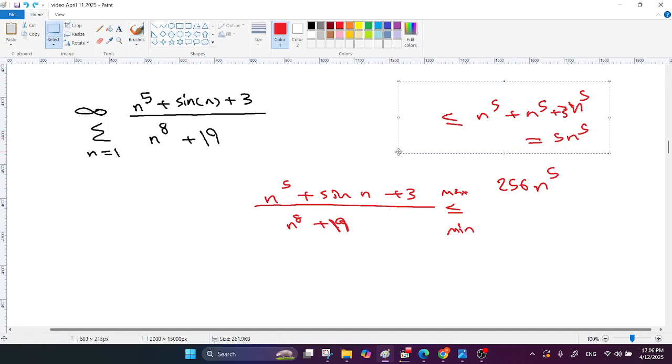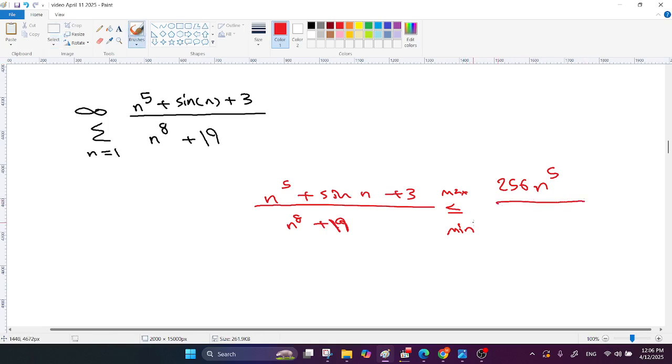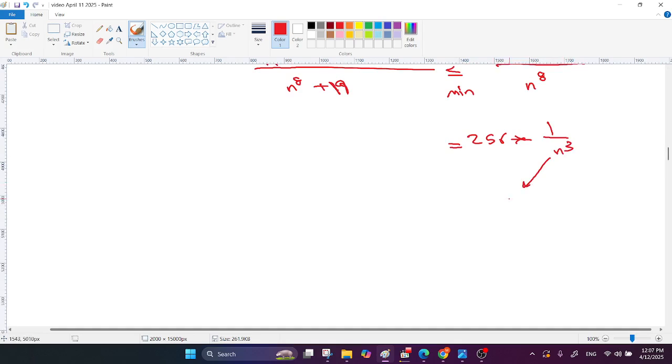Now let's continue. Now we want to minimize, right? Yes, it's right. Minimize. Just keep n to 8, because 19 is positive. If you remove 19, you are minimizing. Okay, this equals 256 times 1 over n cubed. This one is convergent, because p equals 3 is greater than 1.